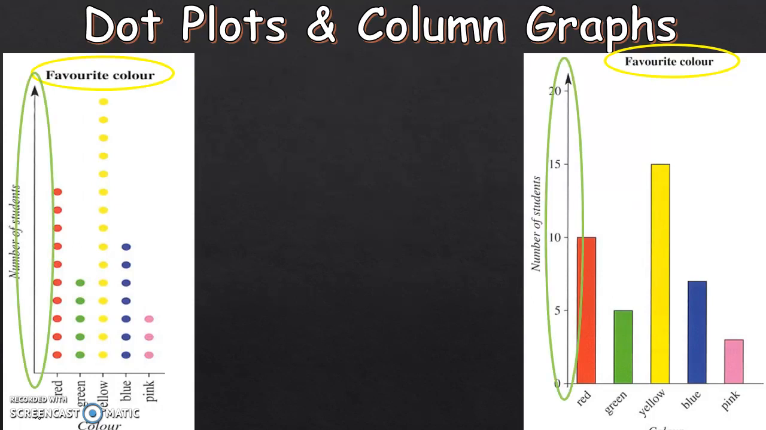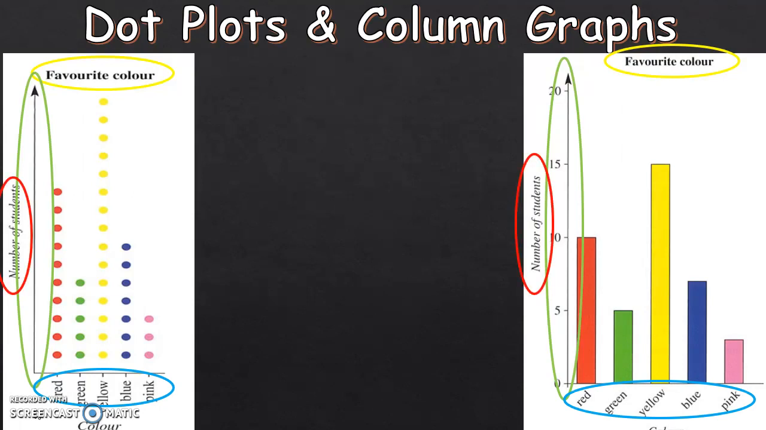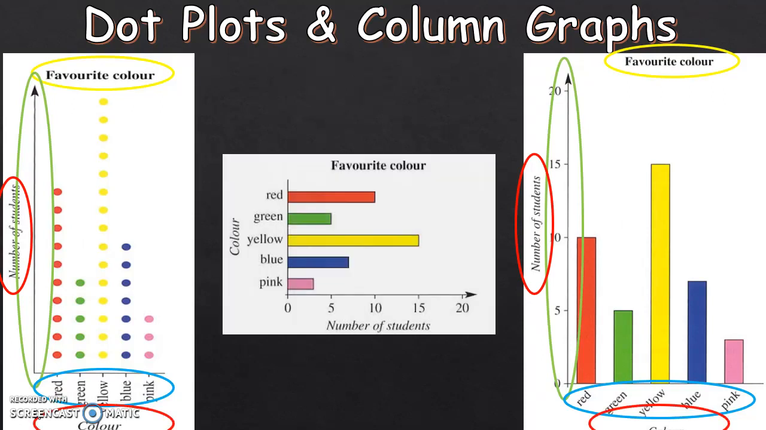There's a y-axis, which has a number value. There's an x-axis, which represents colors. You have the title of the y-axis, which is number of students, and the title of the x-axis, which is color. The graph on the right, which is the column graph, is a vertical column graph. It can also be represented as a horizontal column graph, which is what we have in the middle.